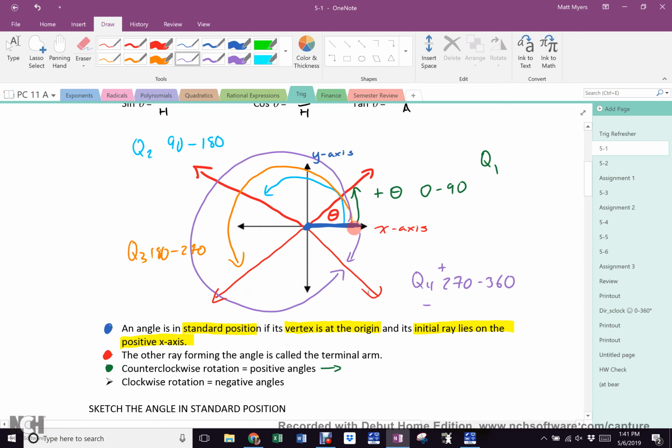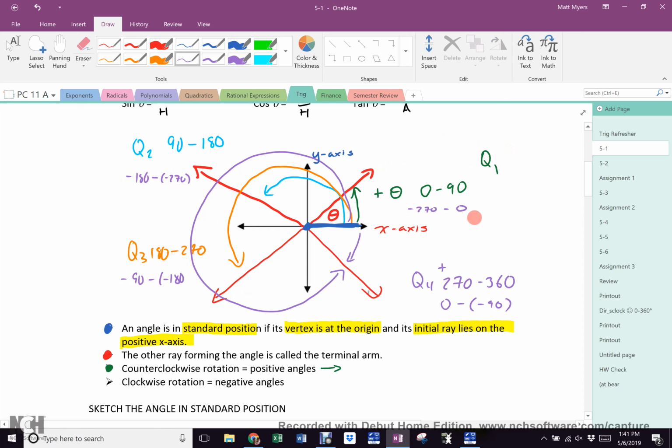Now I'm starting here and I'm going this way. So it's 0, but not negative 0, duh, to what? Negative 90. What would this one be? Negative 90 to negative 180. And this one is negative 180 to negative 270. And this one would be negative 270 back to 0.